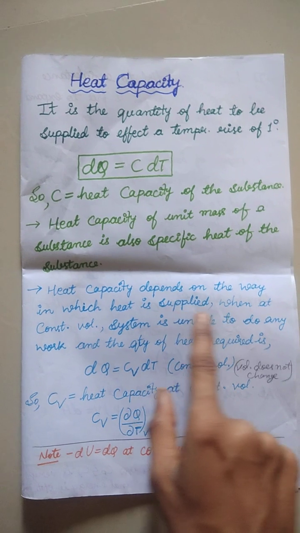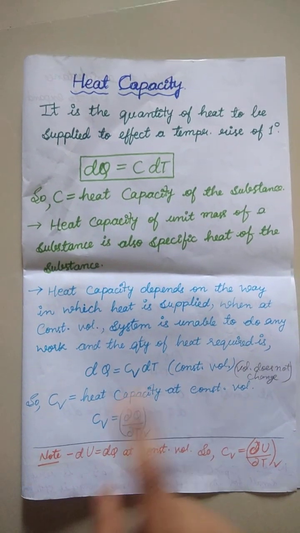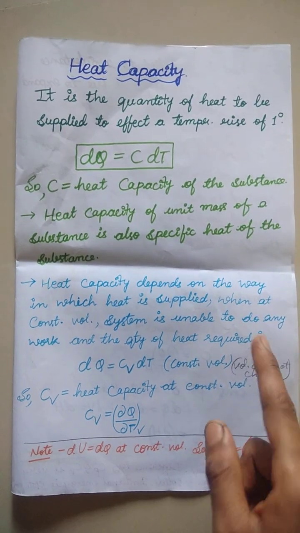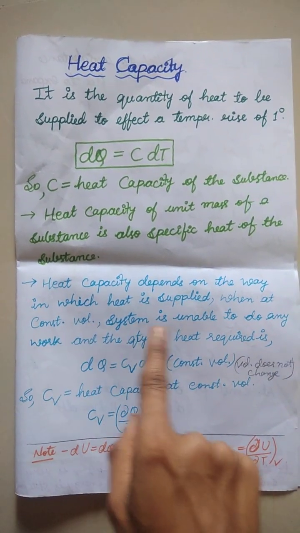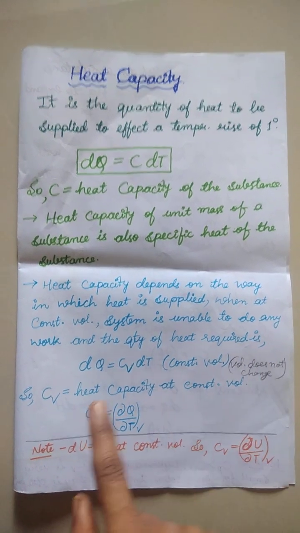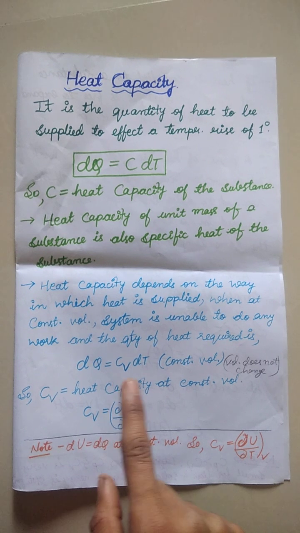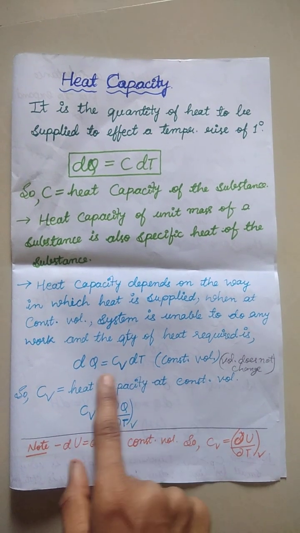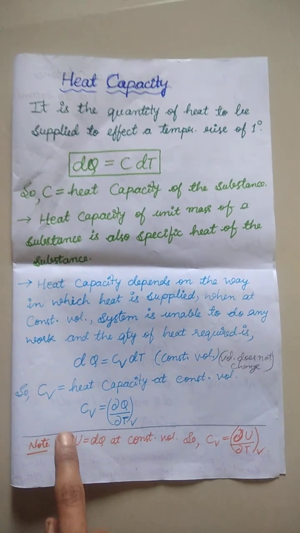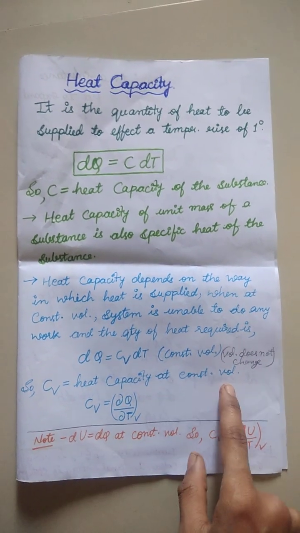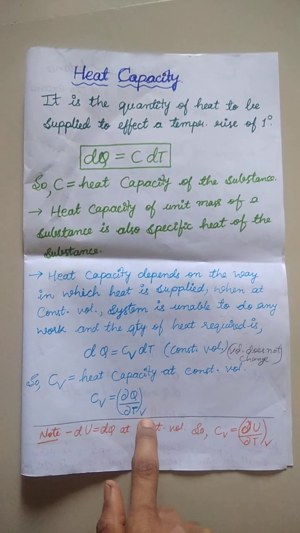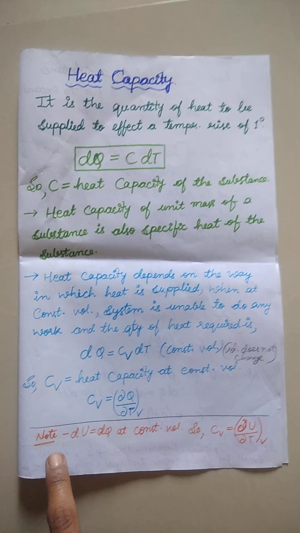Here heat capacity will depend on the way in which heat is supplied. In a constant volume system, the system will be unable to do any work, and the quantity of heat required is dq equals Cv dT. So this will be the formula. For constant volume, the volume is not changing. Cv is the heat capacity at constant volume. Cv equals ∂Q/∂T at constant volume. So this is the final formula here.